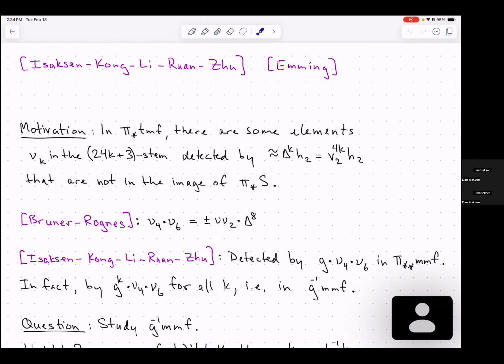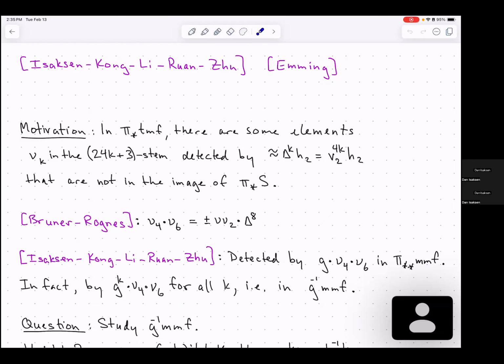So the whole point of this slide is simply, it's right there at the bottom: study g-inverse MMF, g-periodic MMF. There's at least one difficult piece of information that is in g-inverse MMF. Ideally, you'd want to study g-inverse MMF first, and then use that to deduce things about MMF. I'm not saying you can necessarily do that, but I am saying that it's carrying information that we care about. It's nu 4 nu 6.